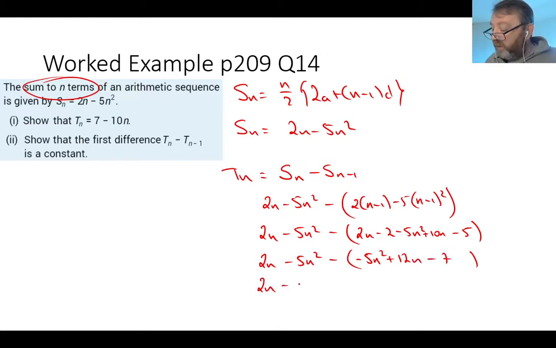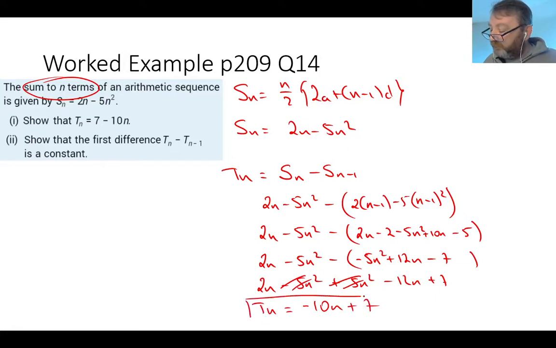So finally, remove the brackets. Plus 5n squared minus 12n plus 7, because if you drop the brackets, the minus goes in and changes all the signs. Minus 5n squared plus 5n squared, gone. 2n minus 12n is minus 10n. And lastly, plus 7 on its own. What's that? That's t of n. That's it. There's your answer.